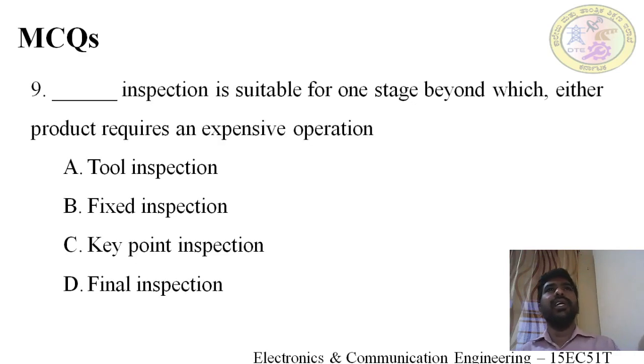Question number 9. Dash inspection is suitable for one stage behind which the product requires an expensive operation. Option A, tool inspection. Option B, fixed inspection. Option C, key part inspection. Option D, final inspection. The right answer for this question is key part inspection.